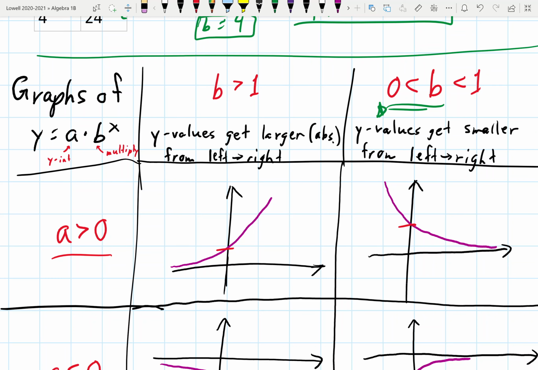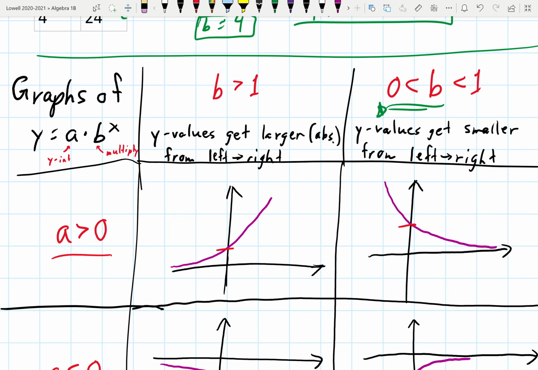Well, if you take a number, whatever your starting value is, your y-intercept, and you keep multiplying it, going from left to right in the x direction, you're multiplying by whatever your multiplier is. If you're going to say times 2 times 2 times 2, your function is going to get bigger and bigger. And so that's what I mean here.